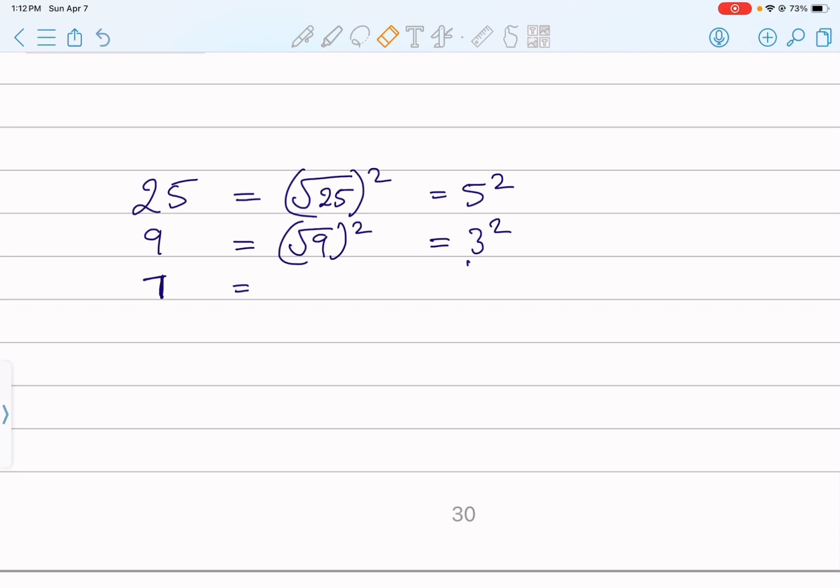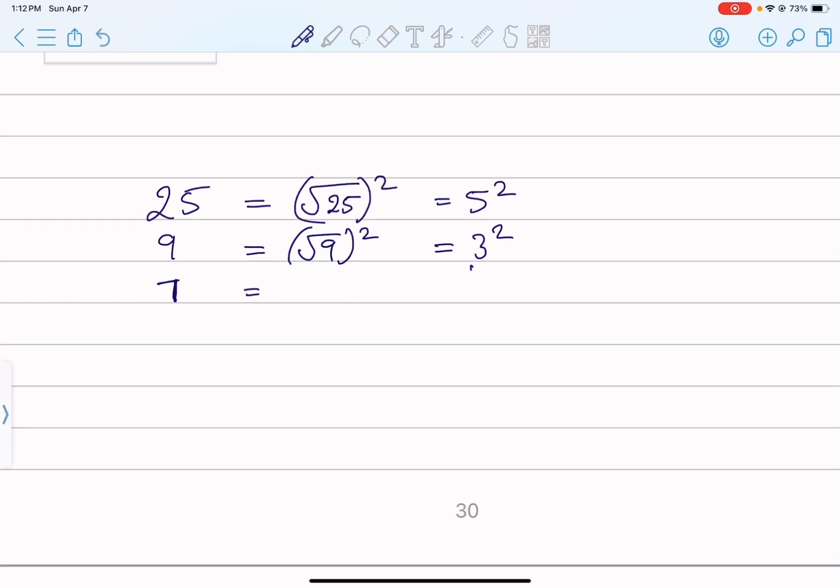The same thing you do for 7: you say the square root of 7, and you square it. 7 is not a perfect square, so in this case, you have to leave it like this. So for, let's say, 6, 6 is not a perfect square. So you have to say the square root of 6, squared.